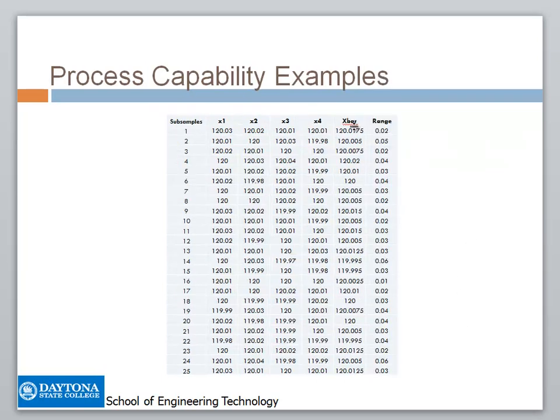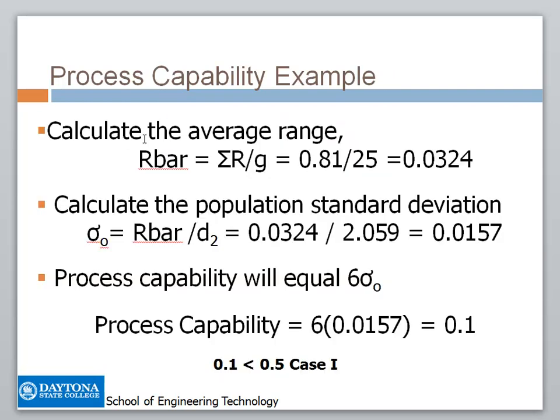So what do we do? We calculate the X bar and the range. So how do we calculate the X bar? It's the sum of the individual observations divided by the total number of observations. And the range is the max number of the subgroup minus the minimum number. Then we calculate our average range, which is R bar, and is the sum of the individual range for each subgroup divided by the total number of subgroups. Then with that average range, we calculate our population standard deviation, using the D2 factor for 4 observations, and then we have this number.